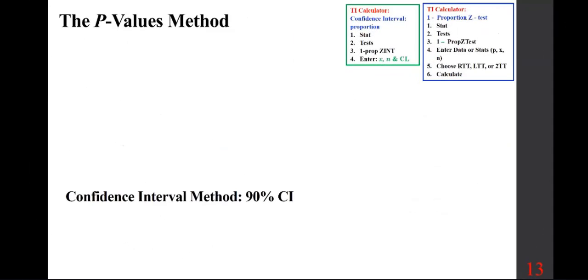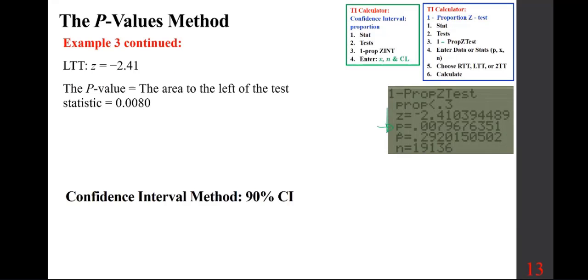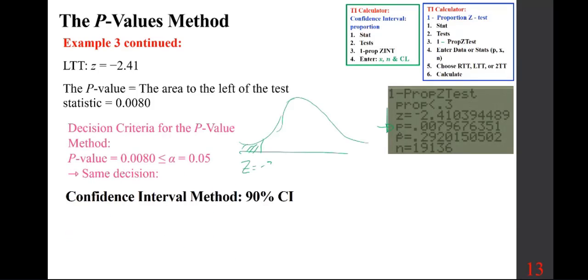The p-value method: when we do the math with technology, you get this p-value, which is 0.0079, so 0.008, and that is definitely smaller than alpha of 0.05. So left tail test, z is negative 2.41, as I showed you in the previous page. The p-value is the area to the left of the test statistic, which is 0.0080 roughly, and you make the same decision because it's less than alpha of 0.05.